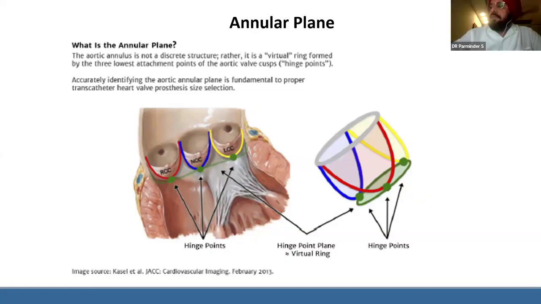Exactly. So maybe we can help to acquire better images. Please go ahead. And once in a while, what I have found, I don't know whether that was correct or not, is that the annulus was larger in diastole in comparison to systole.